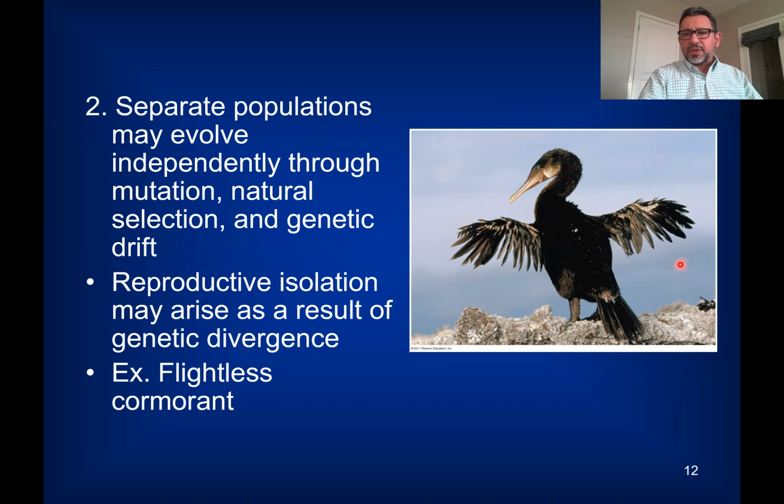In the example that I chose over here, this is the flightless cormorant of the Galapagos Islands. Except for the wings and the legs, these cormorants are very similar to other cormorant species that you can find even in the Puget Sound area, where you have the double-crested cormorants, and the black cormorants as well can be found there. So what about the wings is different on these animals?